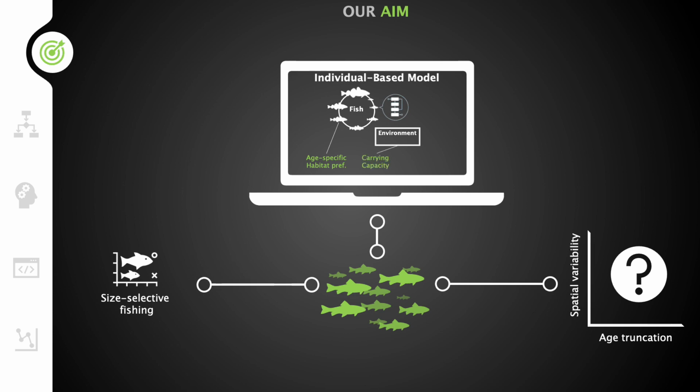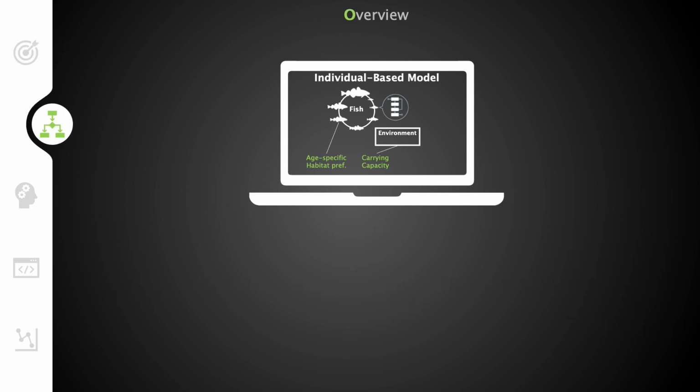In addition to age-specific habitat preferences, the response of spatial variability to fishing-driven age truncation may depend on the environment carrying capacity. So we also took this parameter into consideration. Let's have a look at the model we used.